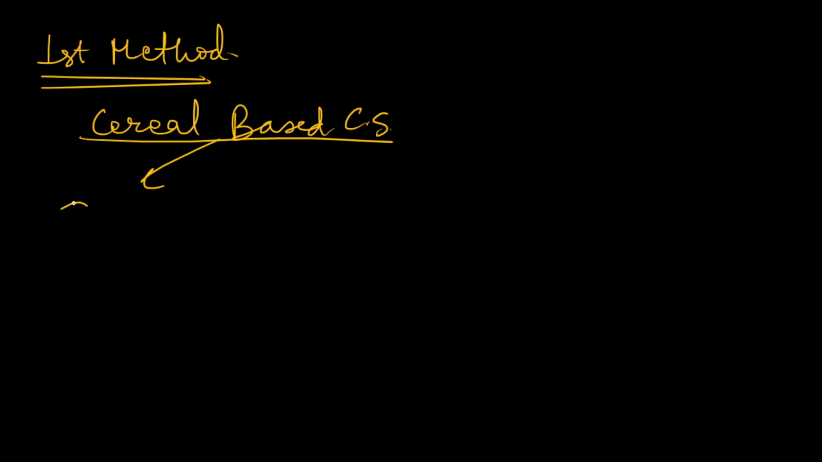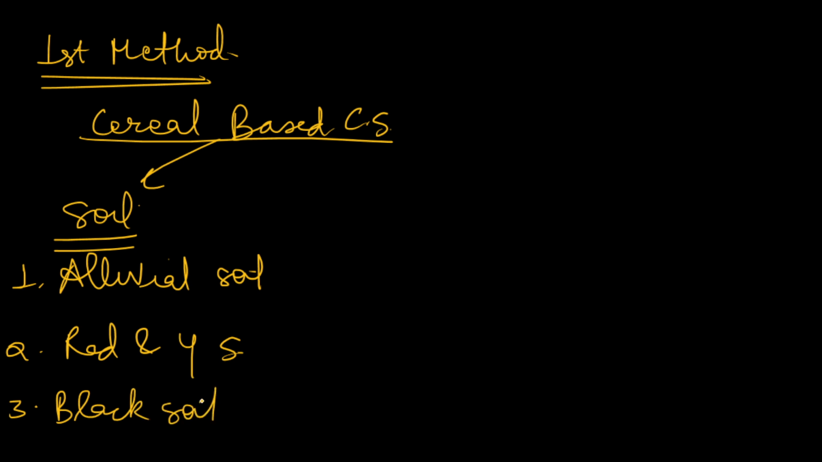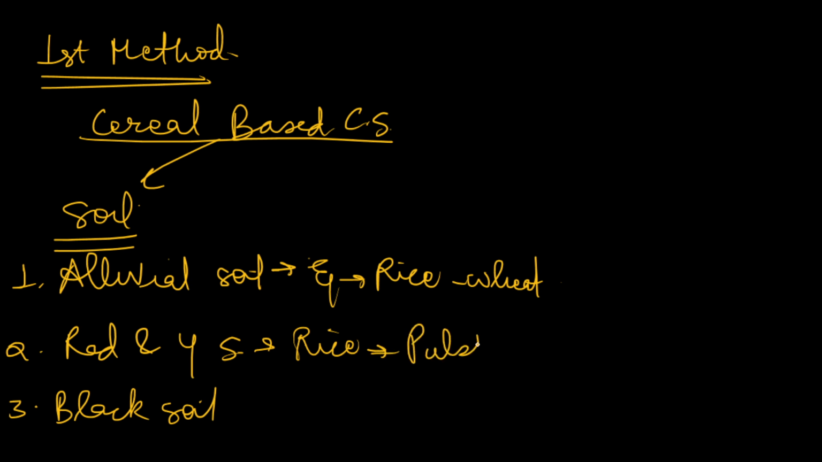So on the basis of soil type, you can further subdivide your points, for example in alluvial soils, in red and yellow soils, in black soil, etc. You can add other soil types also. Now you can give examples of cropping systems here. For example, in alluvial soil you can give the example of rice, wheat. In red and yellow soil you can give examples of rice, pulses.